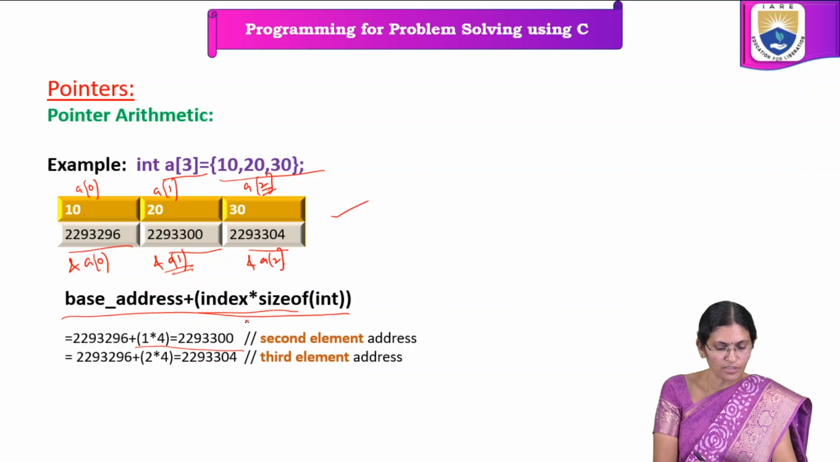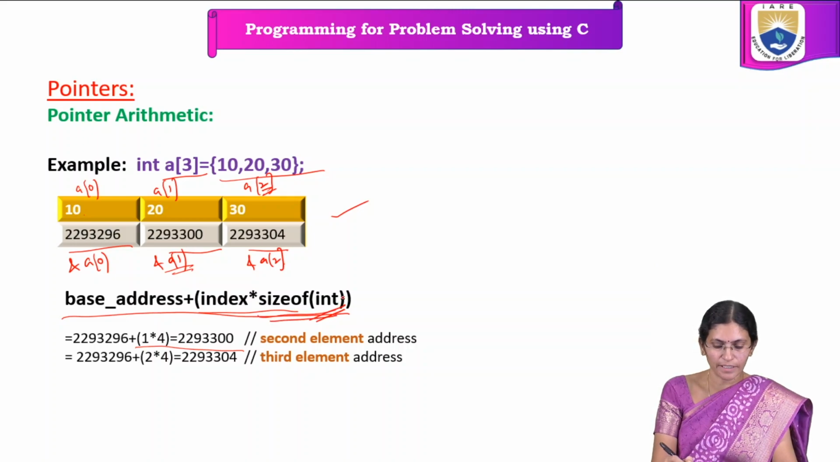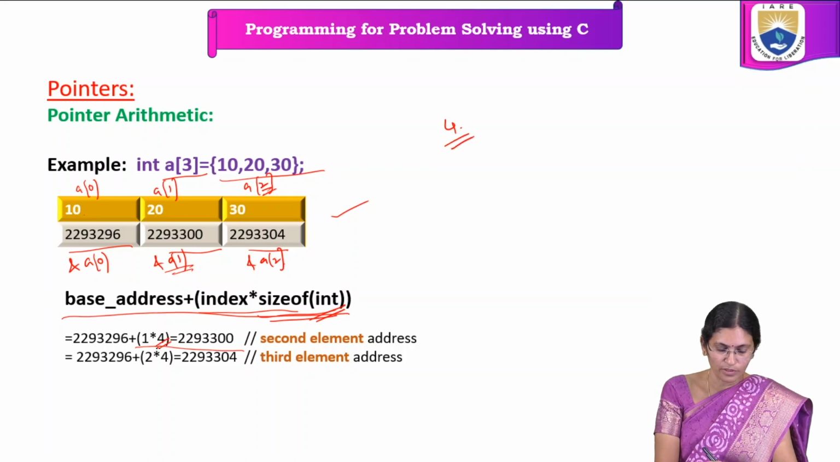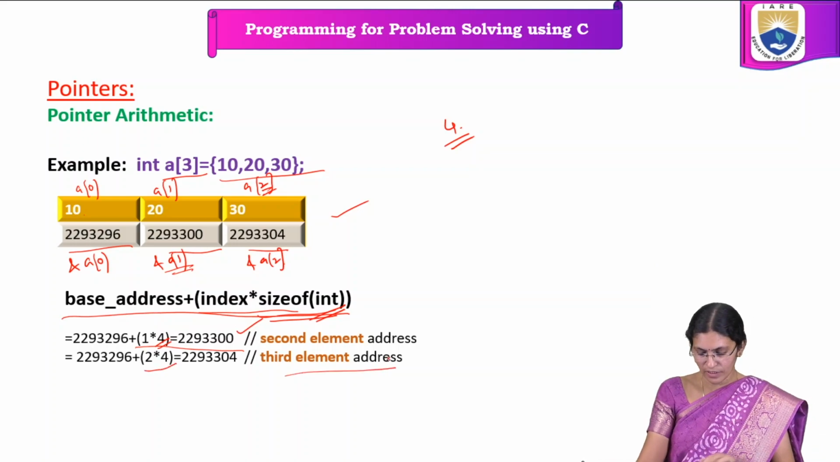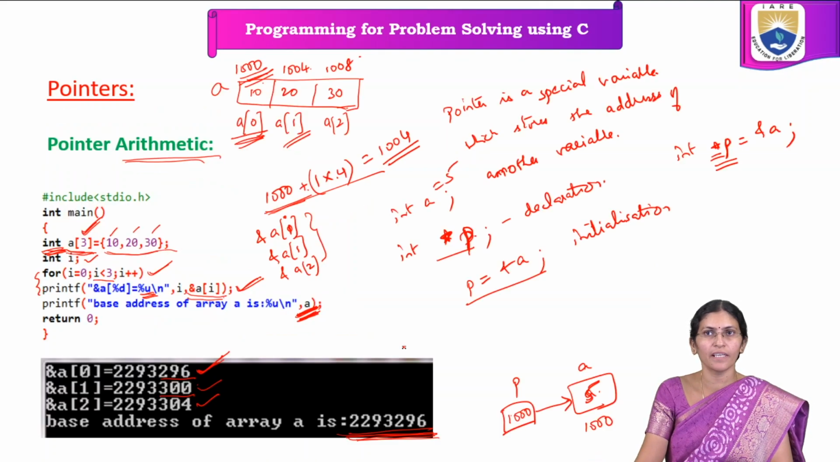We can calculate the address of each element by using this formula: base address plus index into size of int. Here sizeof gives the size of the integer type data, which is 4, so we multiply by 4. So 1 into 4 gives the address of the second element, and 2 into 4 gives the address of the third element. In this way, depending upon the array size, you can compute the address of all the elements in the array.